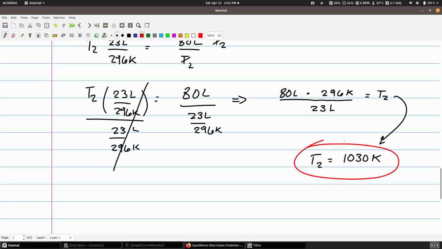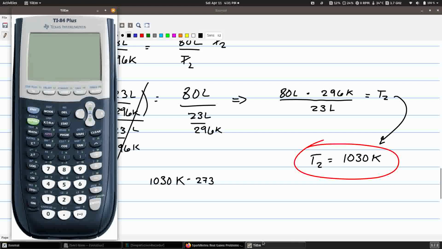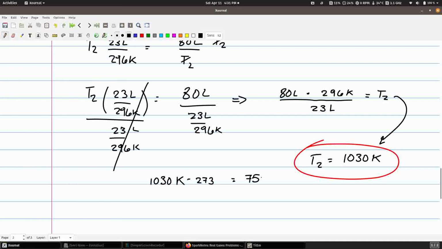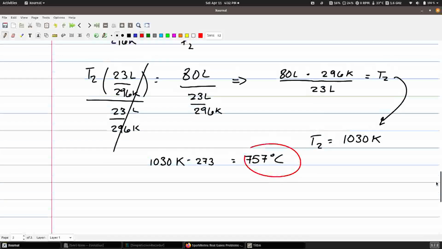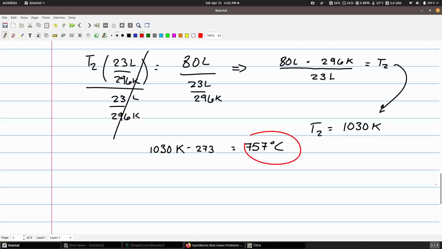And then we have to convert this from kelvins to Celsius. 1030 kelvins minus 273. I'm not doing that by hand because I'm not in the mood. So that's going to be 757 degrees Celsius, which would be your final answer. Let me erase that so I don't confuse anybody.